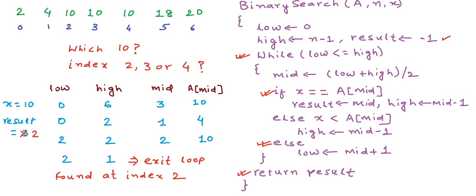We are returning result here once we complete the while loop, and we are not returning result inside the loop. Result is initially -1, so if we do not find any x, it is never modified, and we return -1 to say that we could not find x in the array.